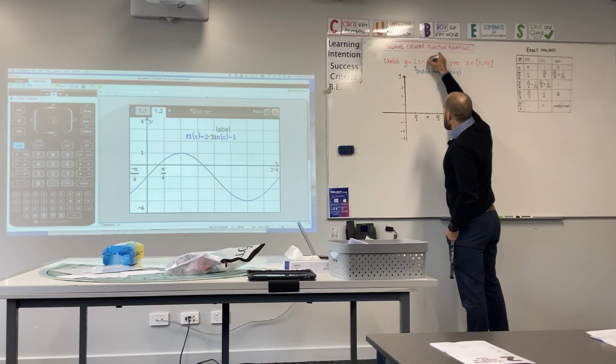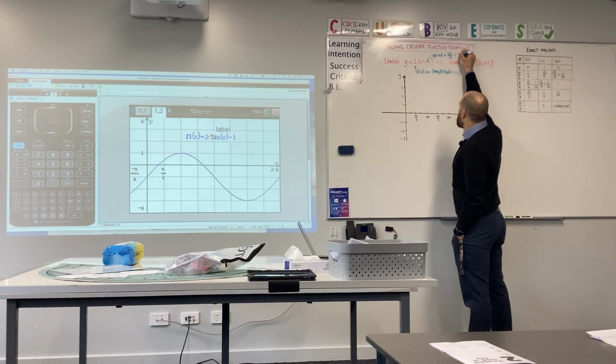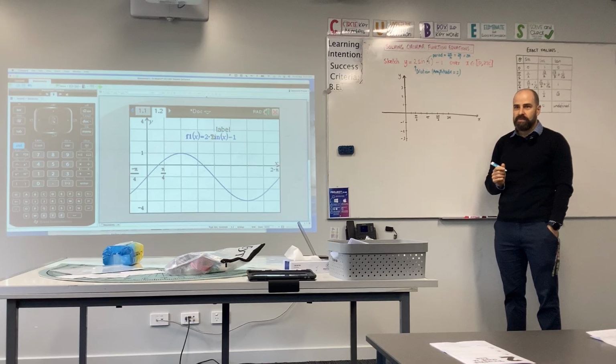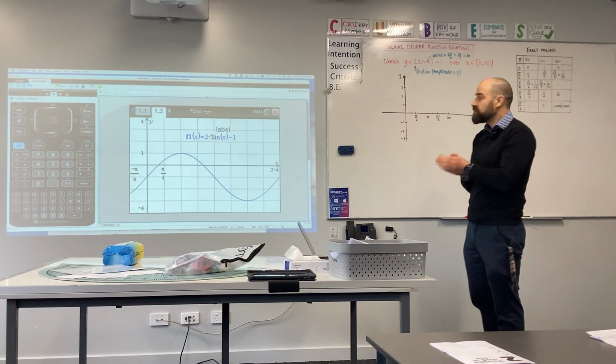If I had a number in here, it would change the period. So it's 2 pi over n. That number is actually 1, so it's 2 pi over 1, which means the period is just 2 pi. All right, so I'm going to get 1 revolution from 0 to 2 pi.